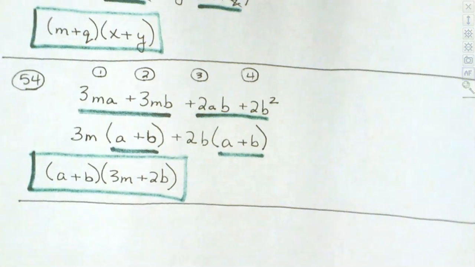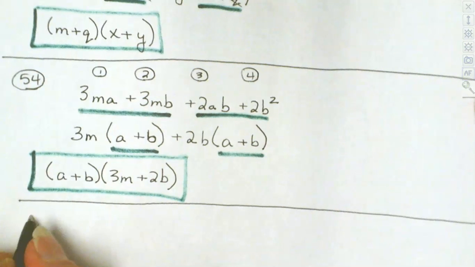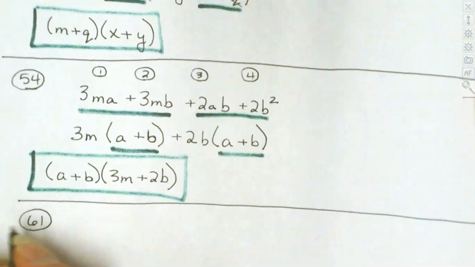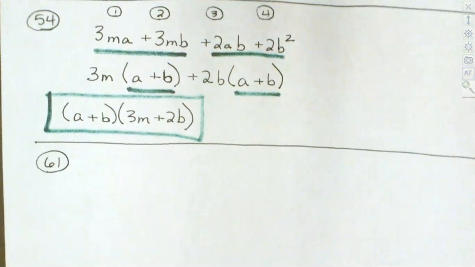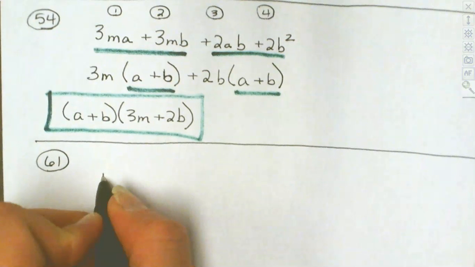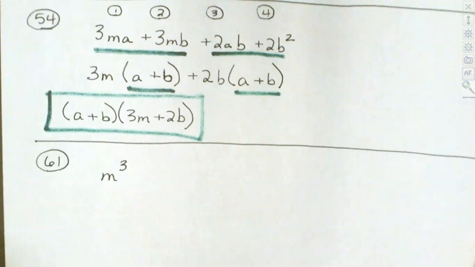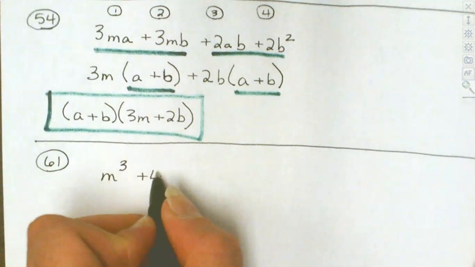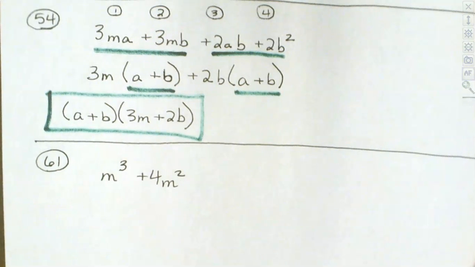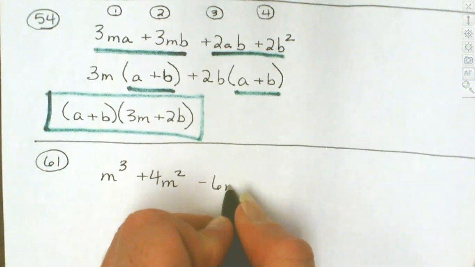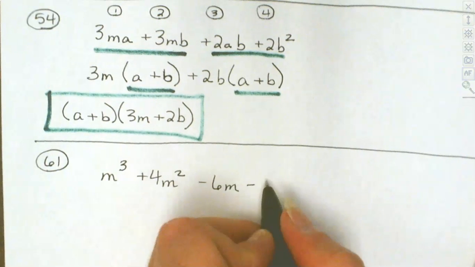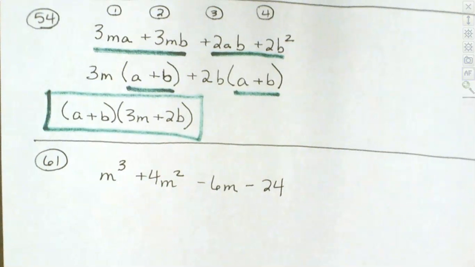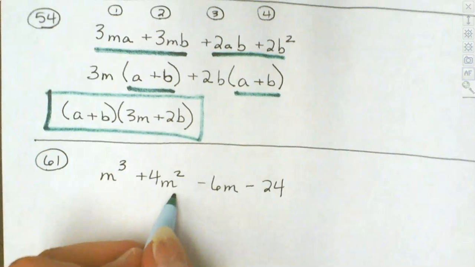Try another one. Let's look at 61. Question 61 is m cubed plus 4m squared minus 6m minus 24. So again, we have our 4 terms, so we factor by grouping.